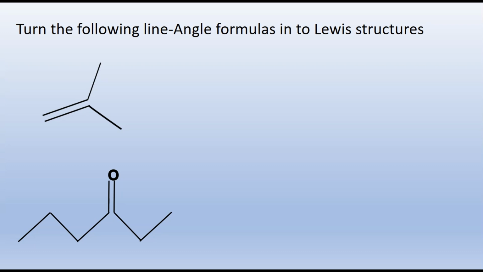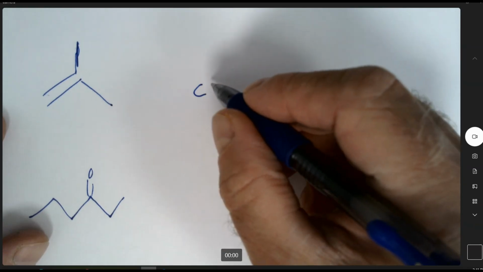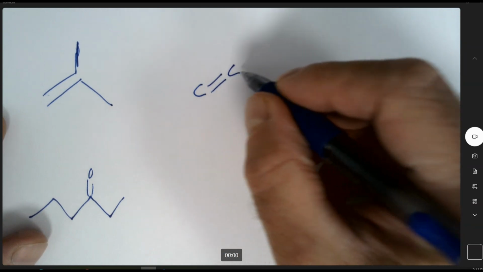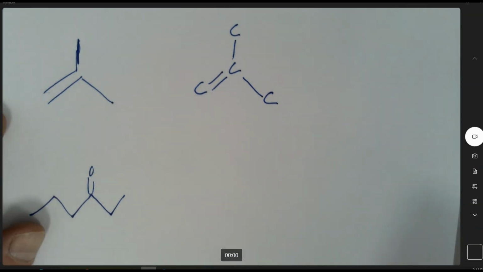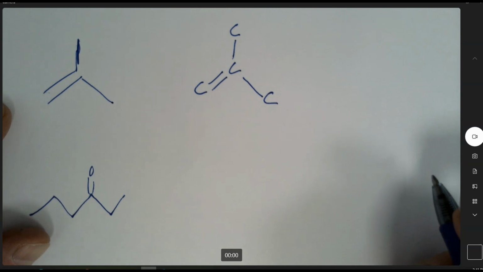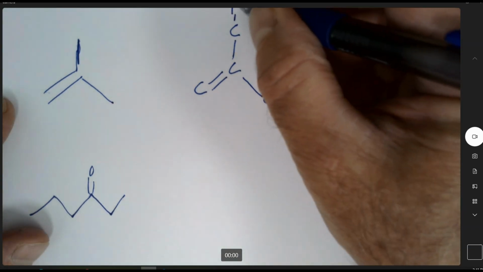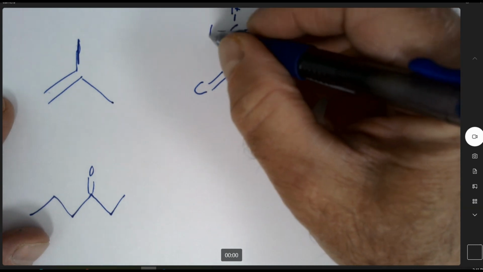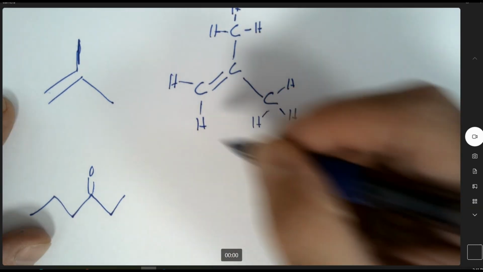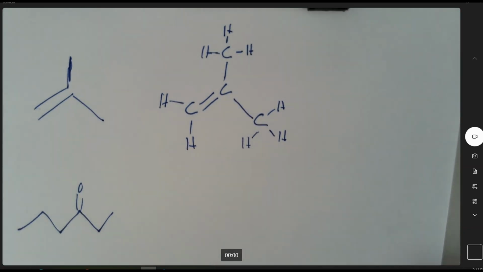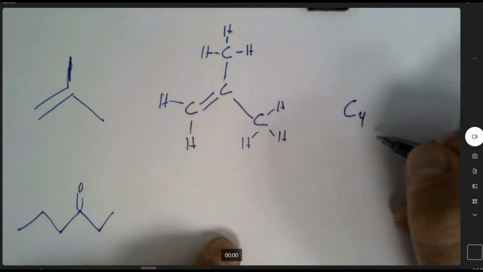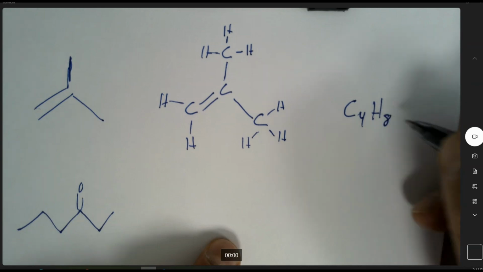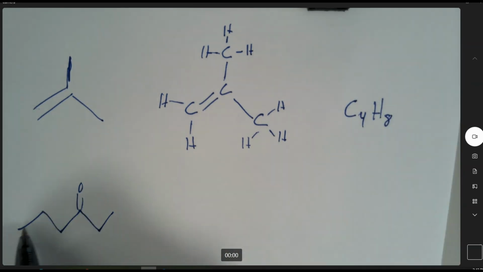Turn the following line angle formulas into Lewis structures. The carbon atom. So there's the backbone of this structure. Now I need to make sure every carbon has 4 bonds by filling in all the hydrogens. And let's go ahead and write the molecular formula. I see 4 carbons and 8 hydrogens.